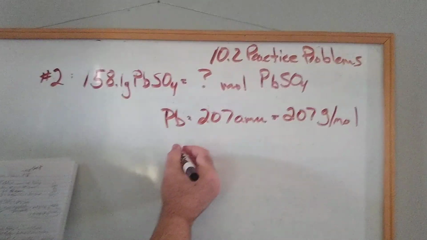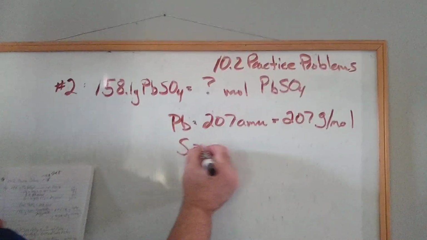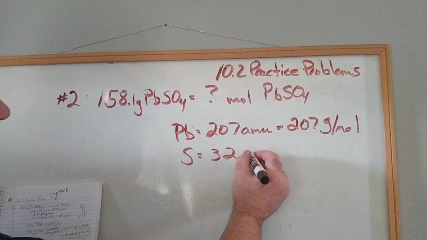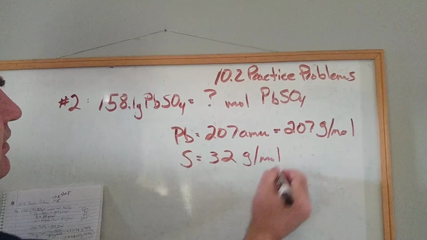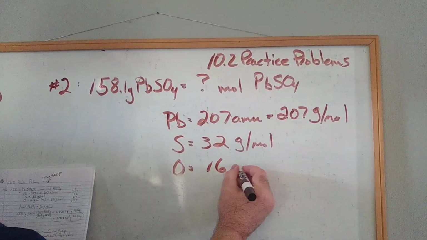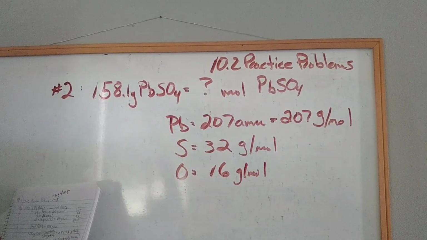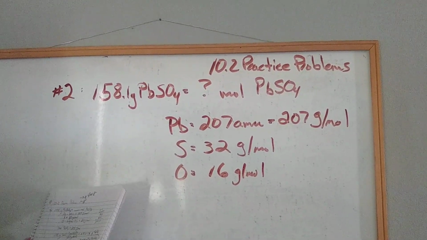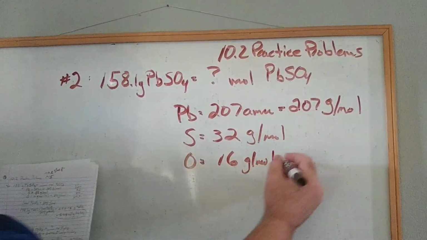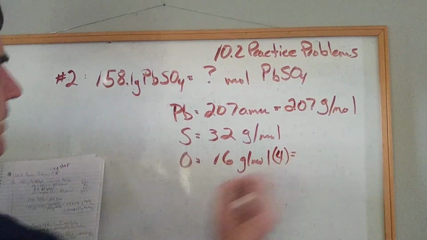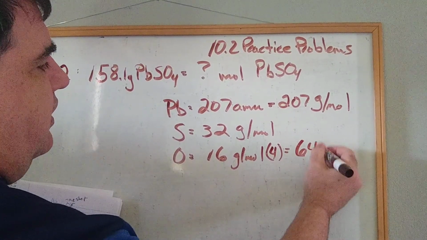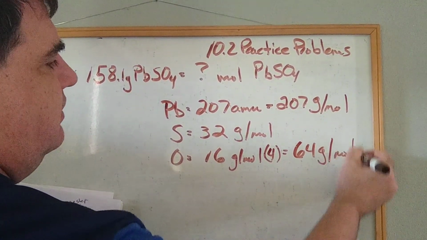We also know that sulfur is equal to 32 AMU, but now I'm just going to do that in my head. That's going to be grams per mole. Oxygen is equal to 16 grams per mole, because it's 16 AMU. Again, 15.999 rounded up. Now, the other thing, remember, is that we have 4 of those. So we got to multiply that by 4, and that gets us 64 grams per mole.